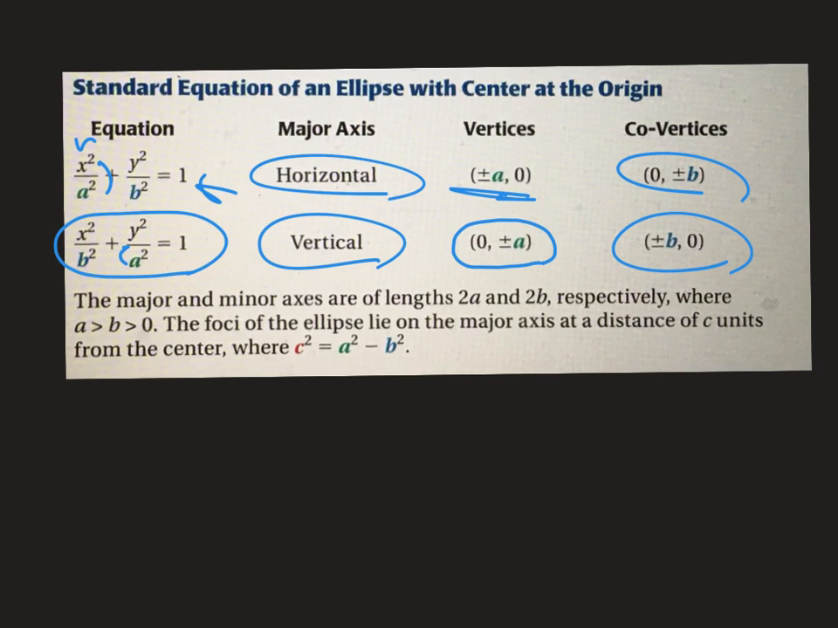And the way you're going to find your foci is you're going to find c. C squared is a squared minus b squared. And that's how you're going to find your foci today. The foci are c away from the center, so you have to find c. Let me show you a couple of examples. It'll make a lot more sense.